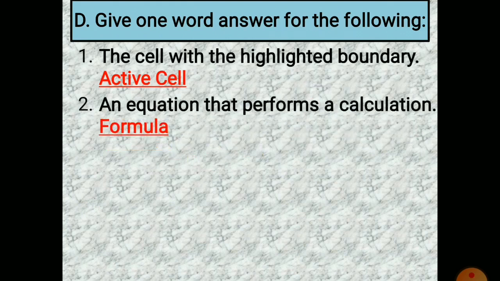Second one, an equation that performs a calculation. What we call it? We call it formula. Okay, because with the help of formula only, we are able to perform a calculation. So an equation that performs a calculation is known as formula.